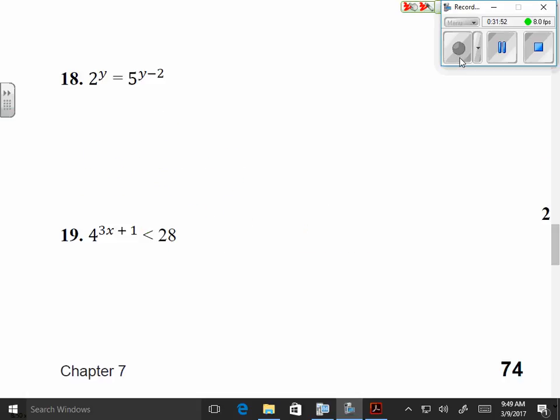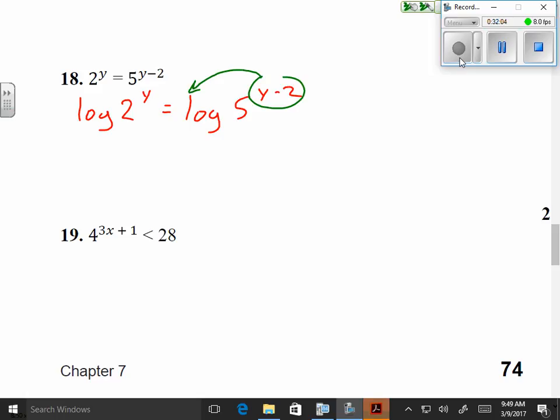You get log of 2 to the y equal to log of 5 to the y minus 2. Those exponents can now be brought out front. So we end up with y times log of 2. And we're going to skip 18, but just so real quickly I'm going to go through it.